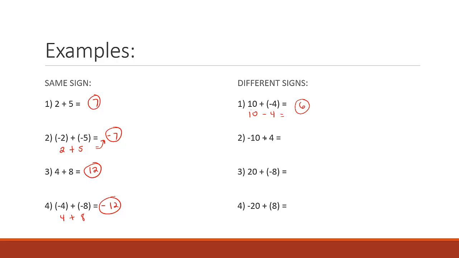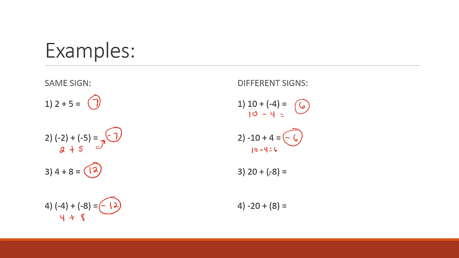Here we have negative 10 plus 4. The number with the larger absolute value is negative, so my result should be negative. Find the difference of the numbers, which is 6, so my result is negative 6. That's like saying that we're $10 in the hole and we make a $4 deposit. Well, we don't quite get back to 0, so we're at negative 6.